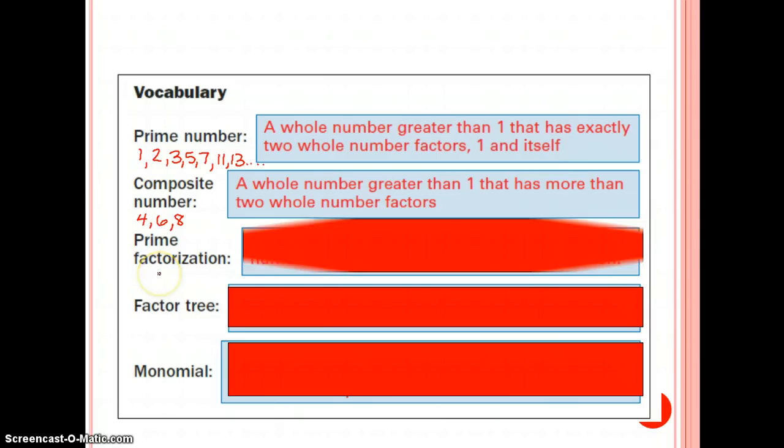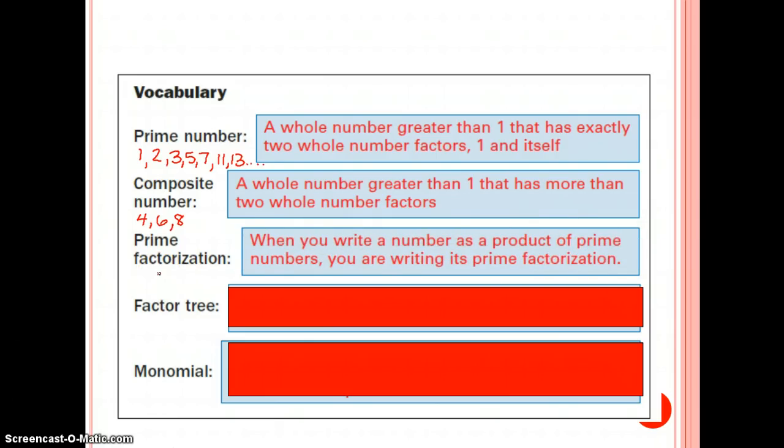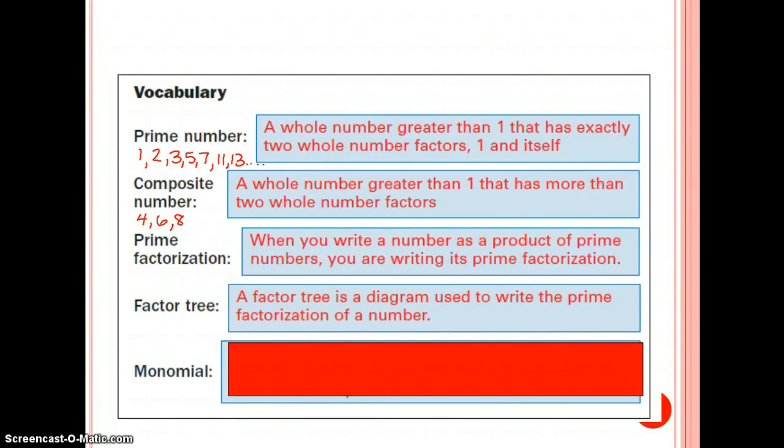Prime factorization is when you write a number as a product of prime numbers. You are writing it as a prime factorization. We will talk more about that later in the section. A factor tree is a diagram used to write the prime factorization of a number.